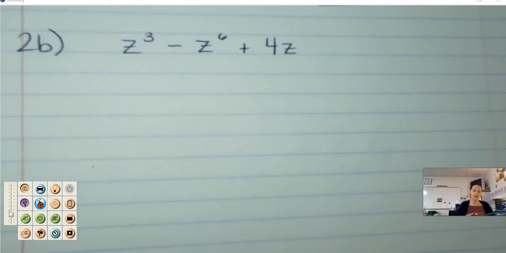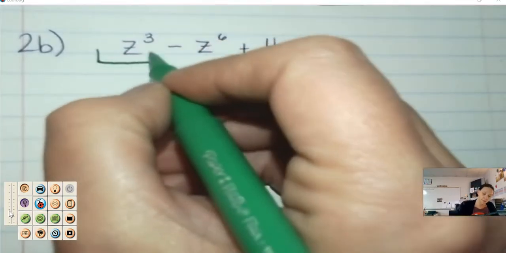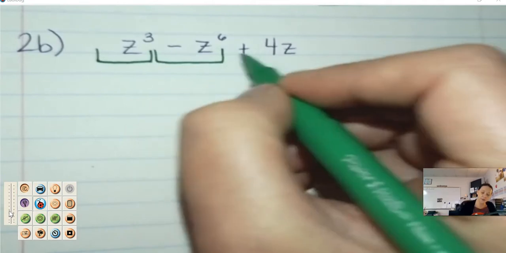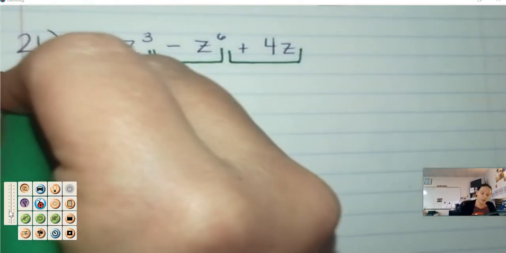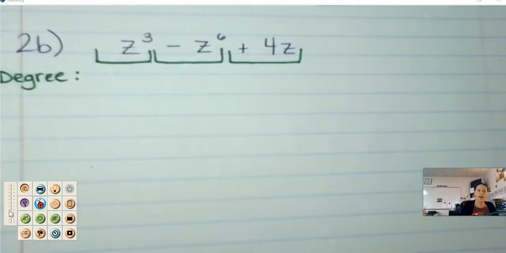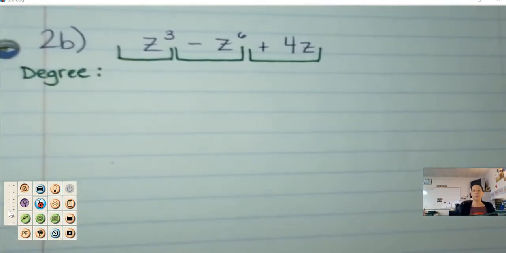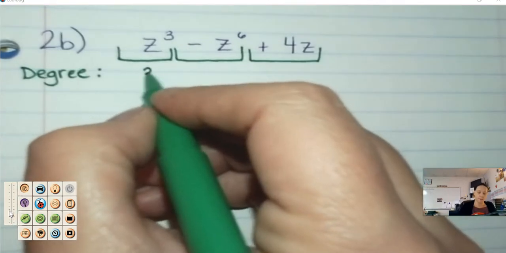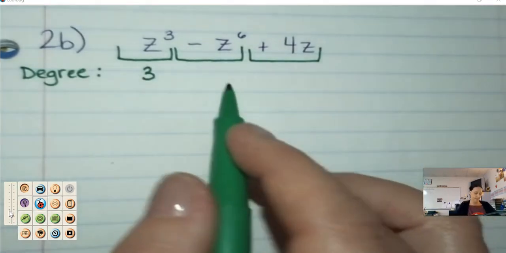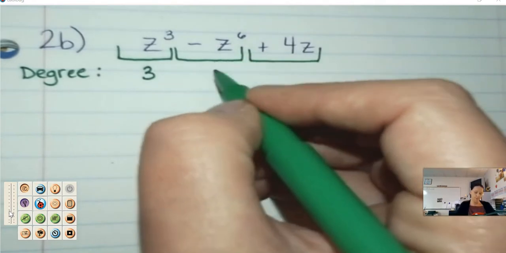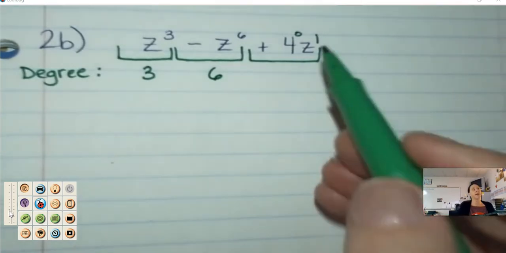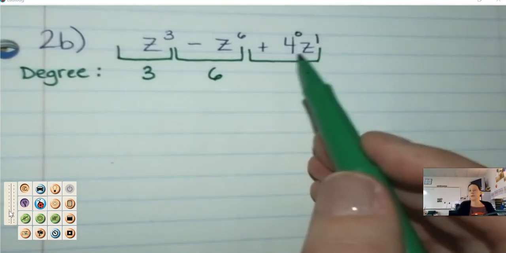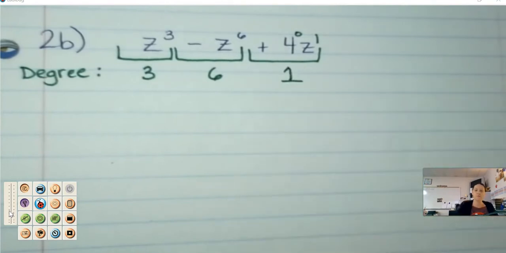Okay, first we're going to figure out how many terms there are. Every time you get a plus or minus sign, that's a new term. So there's 3 terms here. Figure out what's the degree of each term. So add up the exponents on every variable. For this term, there's just a 3. On this term, there's a 6. The 4 has a 0. The z has a 1 on it. Any variable always has a 1 as the exponent. So this one has a degree of 1.